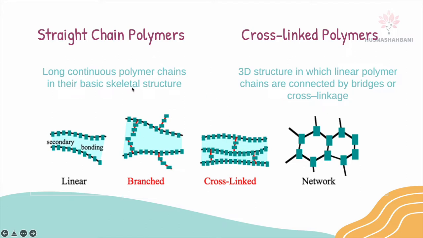In your syllabus, you only learn about straight chain polymers and cross-link polymers. There are many other types of polymers, such as branch polymer and network polymer. For branch, one long polymer has a branch, but the branch is not connecting to another long polymer. That is the difference between branch and cross-link. Cross-link links the long continuous chain with another long continuous polymer, but branch just has a branch. It doesn't link the long continuous polymers together. And this is what network polymers look like.